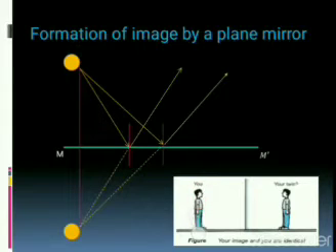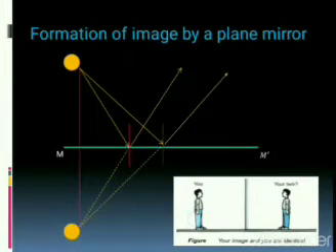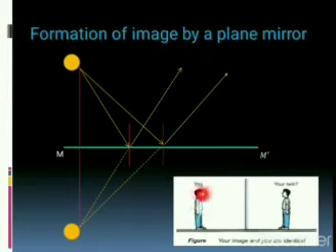This is the object and this is the image. So object and image look exactly similar. If this object is erect, its image is also erect in case of plane mirror. The image is the same in size as the object. As you can see in this picture, this object is exactly identical to this image.